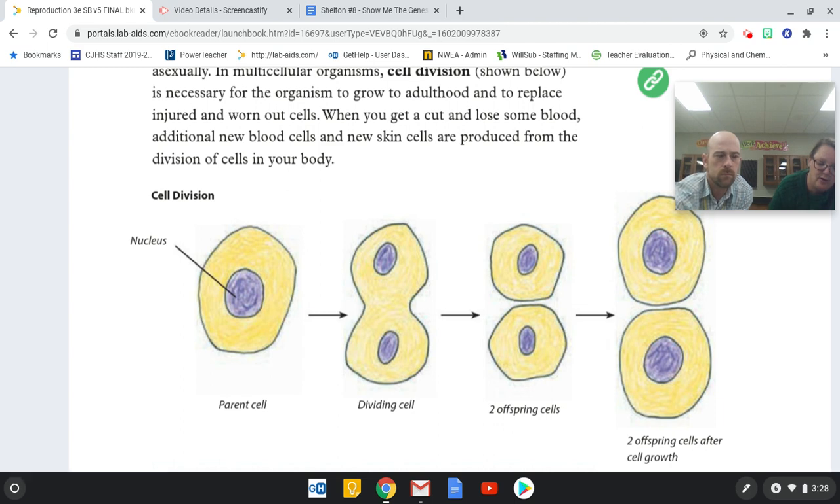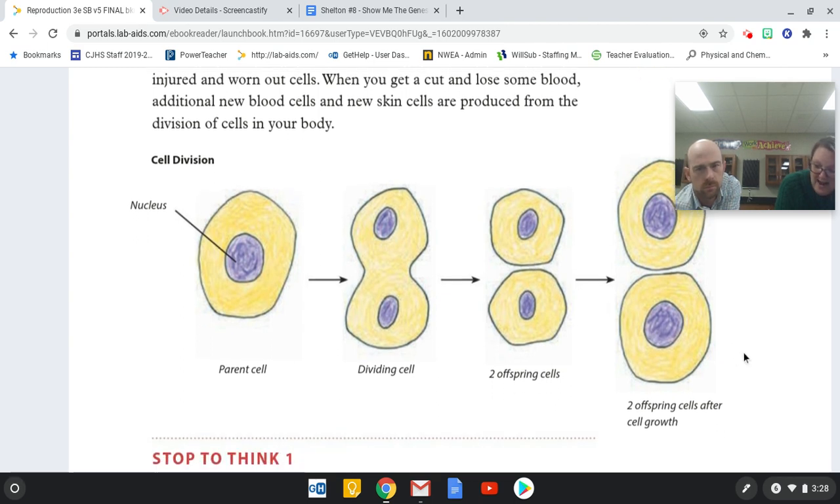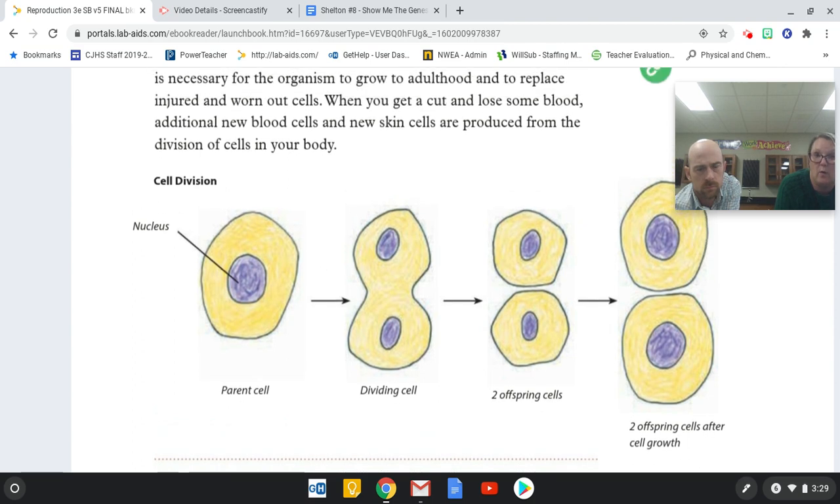So if you take a look at this diagram, what you'll see is the parent cell. In the center of the parent cell is the nucleus. In other words, this is like the main part of the cell. Then in this next part, you're going to see how the cell begins to divide, and then eventually those break off into two offspring cells. And then you'll see that those cells appear to get larger as they continue to grow.